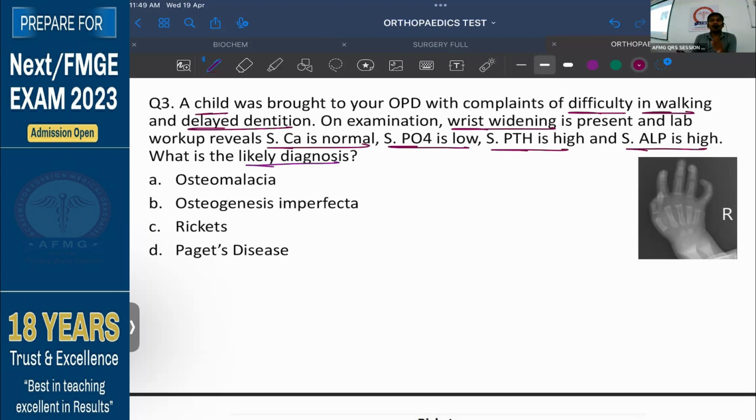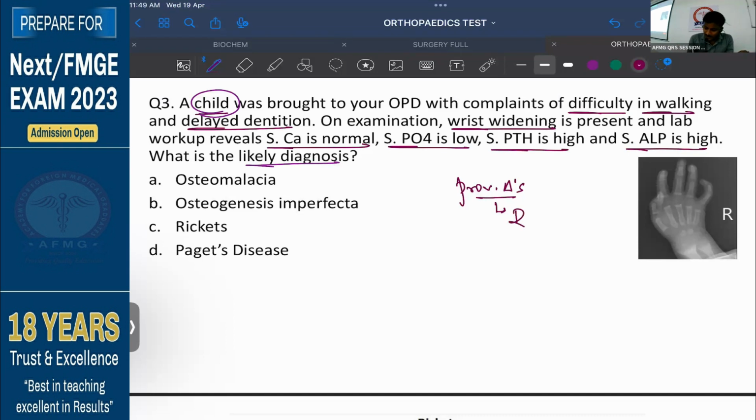Because bone and teeth both require what? Deposition of minerals, which is called mineralization. But here mineralization of both has not happened, and decreased mineralization of the bone and teeth is what is called rickets itself. Why am I saying it is rickets and not osteomalacia? Because it has occurred before skeletal maturity. That means it is a child. Decreased mineralization of the bone before skeletal maturity will cause rickets. After skeletal maturity, it will cause osteomalacia in adults.